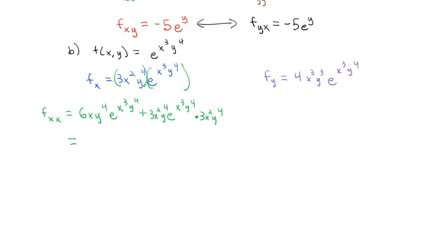We can clean up that right side a little bit. So for our final answer, we have 6xy to the fourth, e to the x cubed y to the fourth, plus 3 times 3 is 9. X squared is x to the fourth. Y to the fourth, y to the fourth is y to the eighth. E to the x cubed y to the fourth.